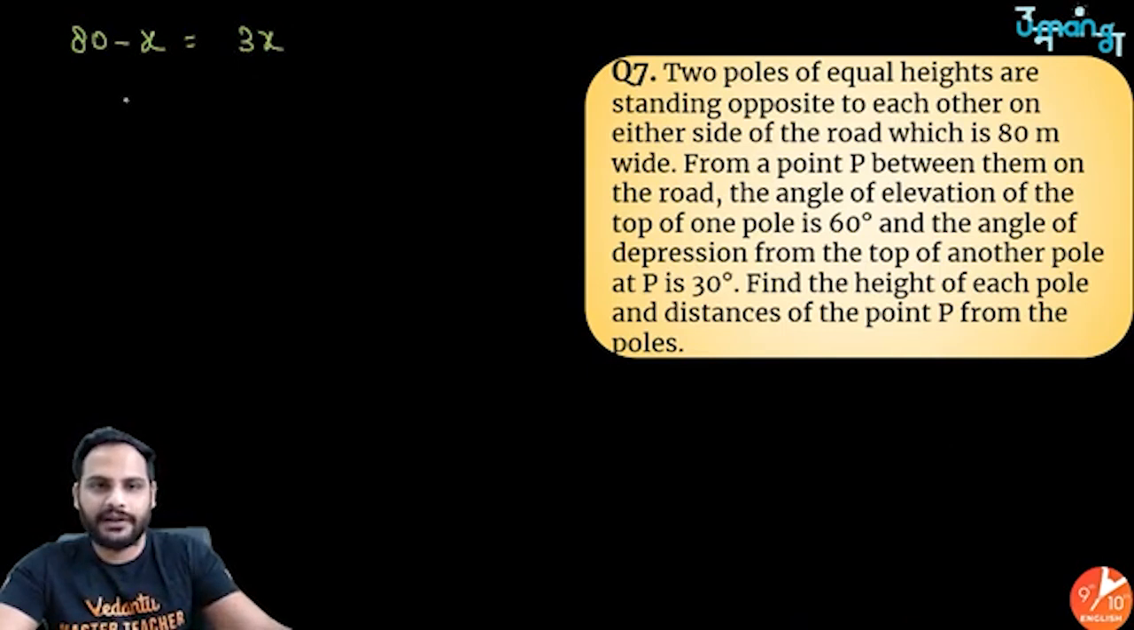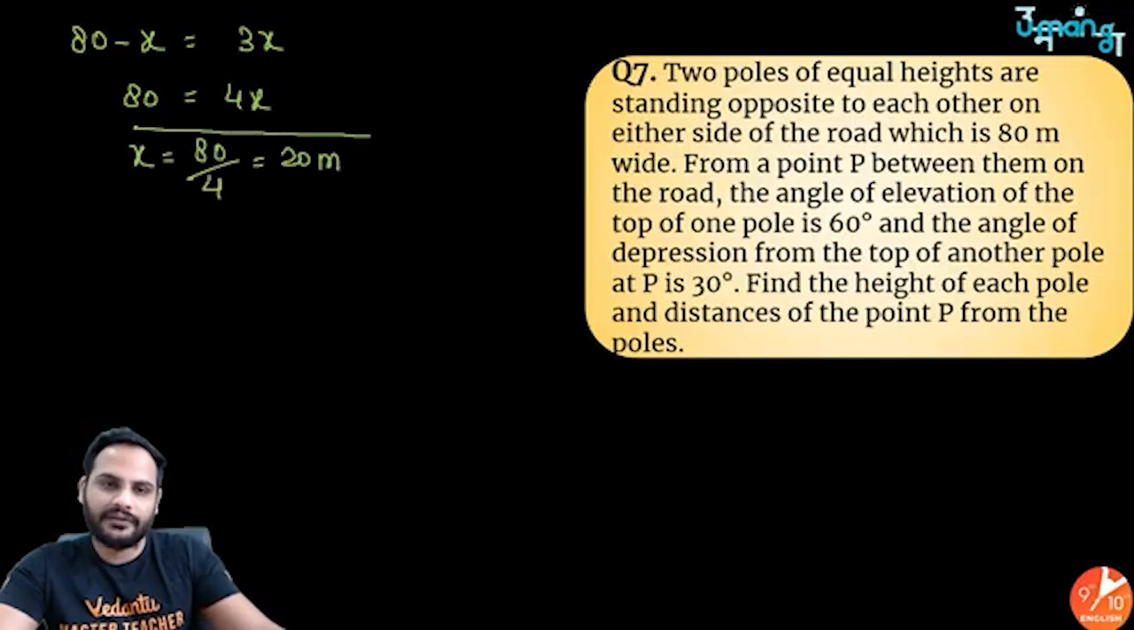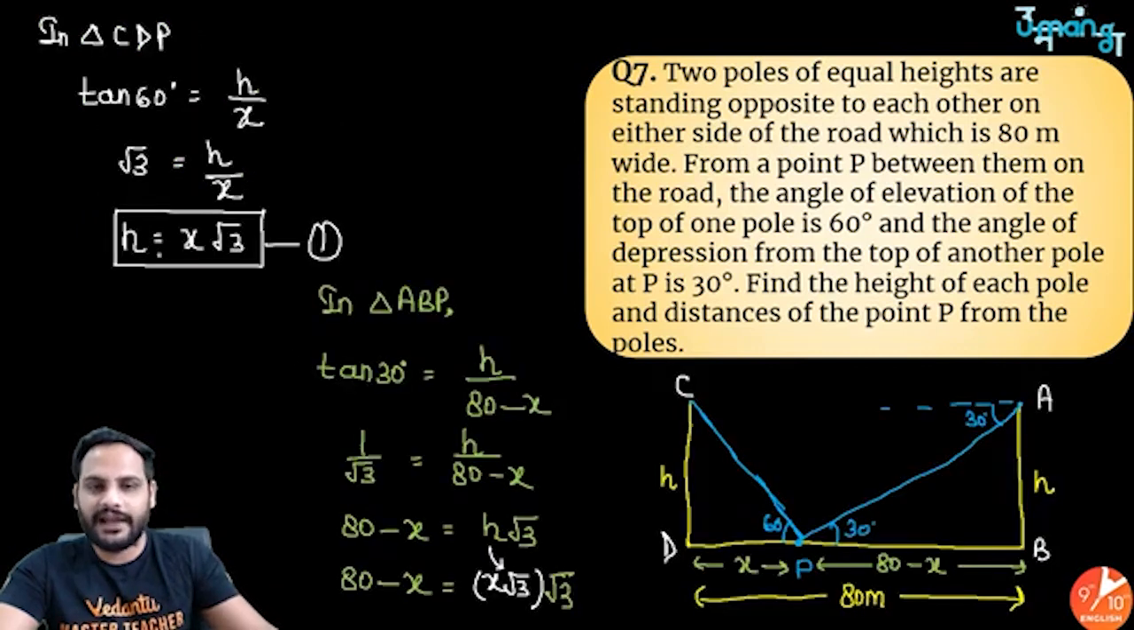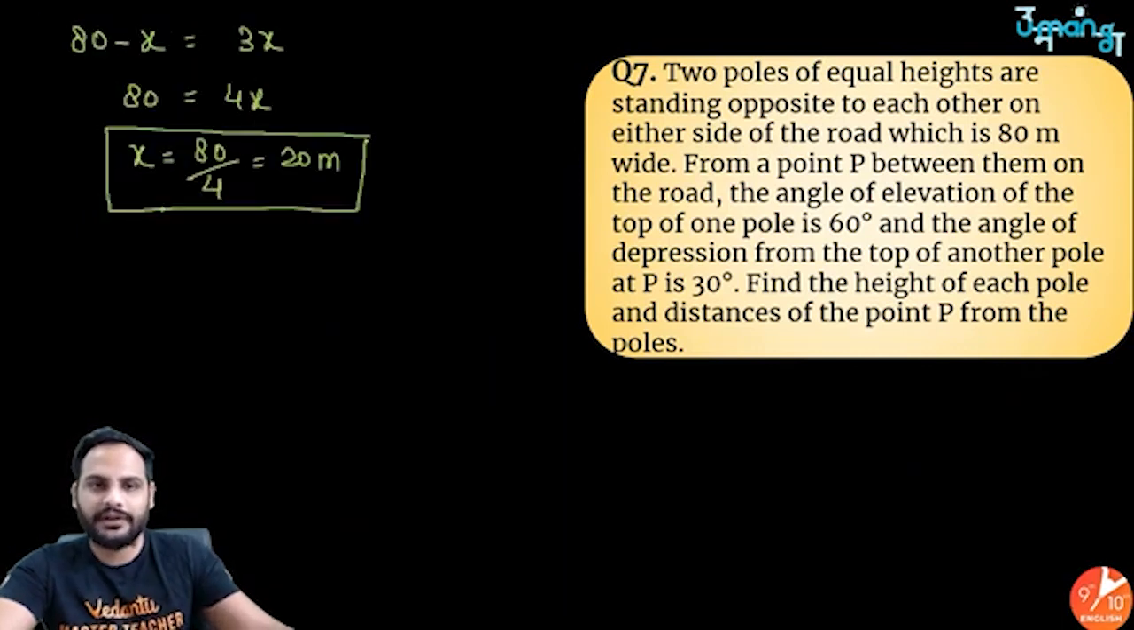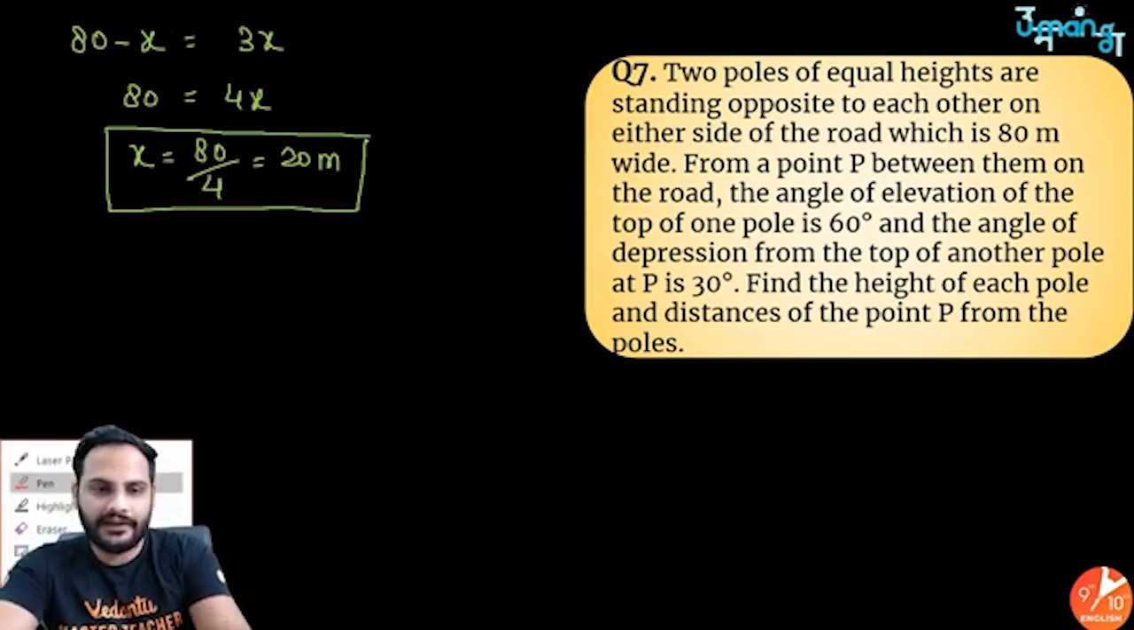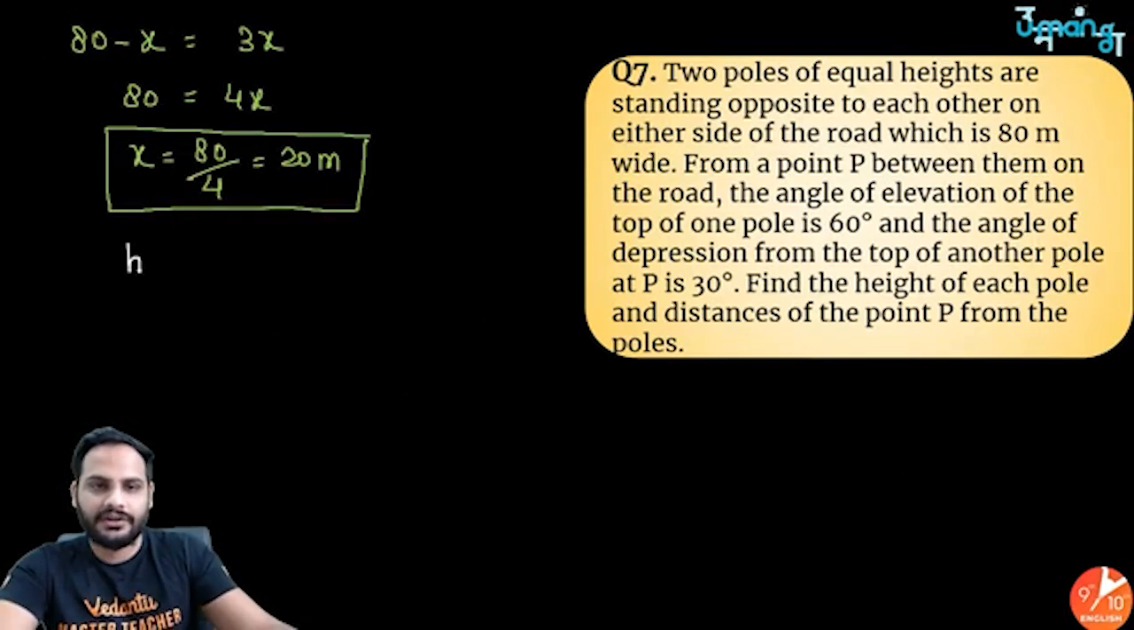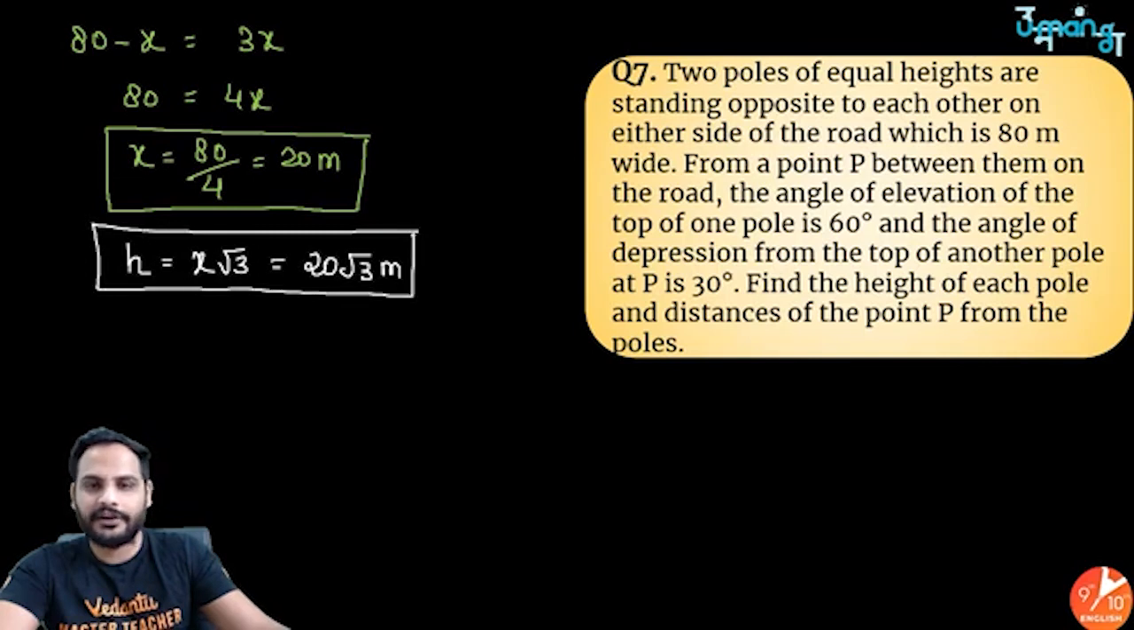Shift minus x over there. So 80 is equal to 4x. So x is equal to 80 by 4, which is equal to 20 meters. So I have got x as 20 meters. Now from equation 1, I know h is equal to x root 3. So I can clearly say h is equal to x root 3, that is equal to 20 root 3 meters. If you want, you can convert it into the decimal part.